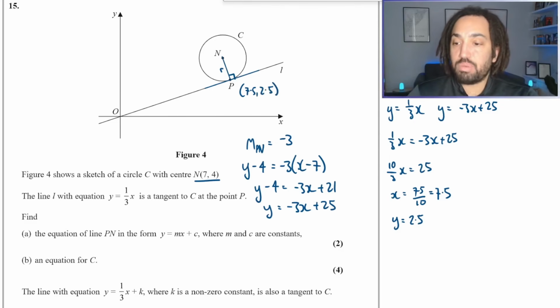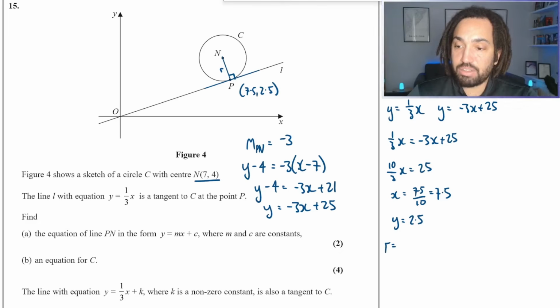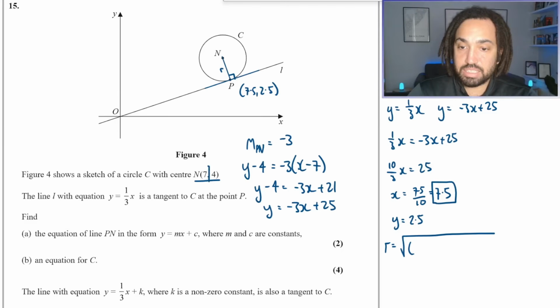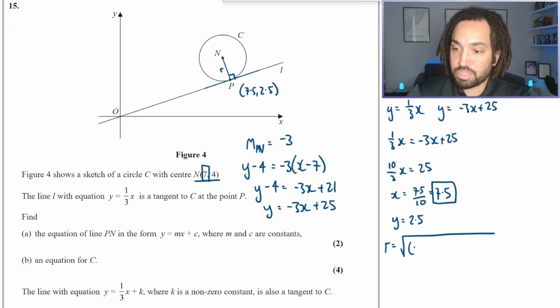So now what I could do is I can work out the radius by working out the distance between P and N. And the distance formula is the difference in the x's squared plus the difference in the y's squared, square rooted. So the difference in the x's, well, the x's are 7.5 and 7. So the difference would be, okay, I'll show all my working by doing this. And the difference in the y's would be 2.5 minus 4 all squared.